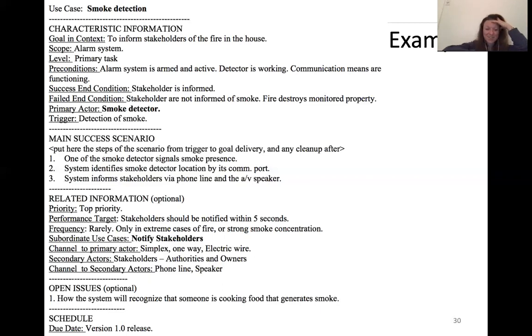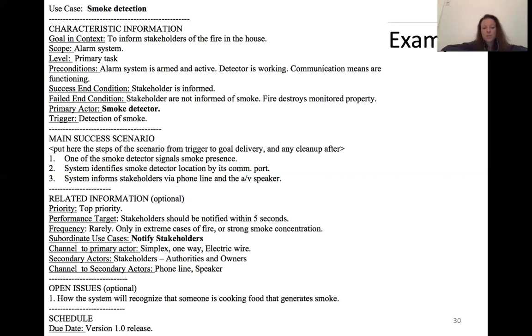Subordinate use case, notify stakeholders. The channel to your primary actor is simplex, one way. It's electric wire, it's a phone line. And the secondary actors are authorities and owners. The channel to secondary actors is phone line and speakers. Oh, sorry, rewind. Channel to primary actor, simplex one-way, electric wire from the sensor to the smoke detector system. The channel to the secondary actor, which is the stakeholder that we're trying to warn, the authorities and the owners, that's via phone line and speaker.